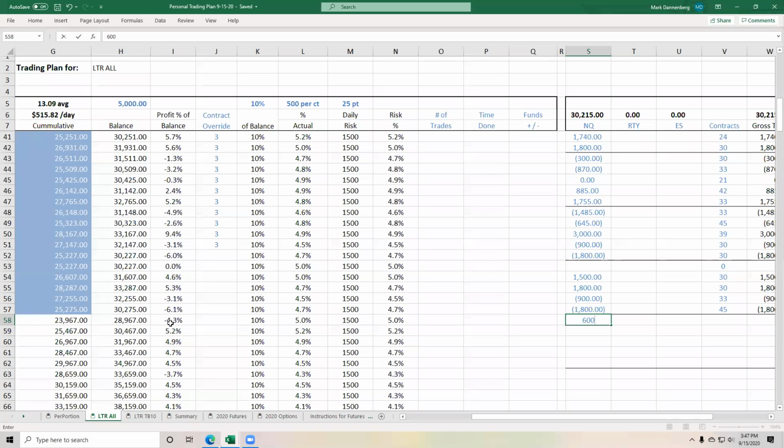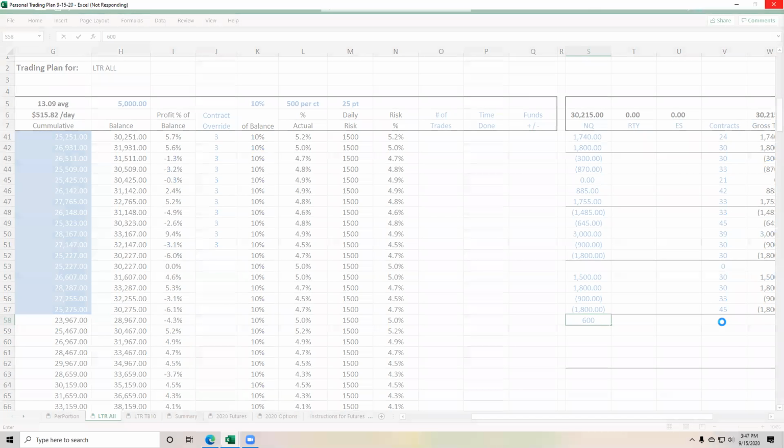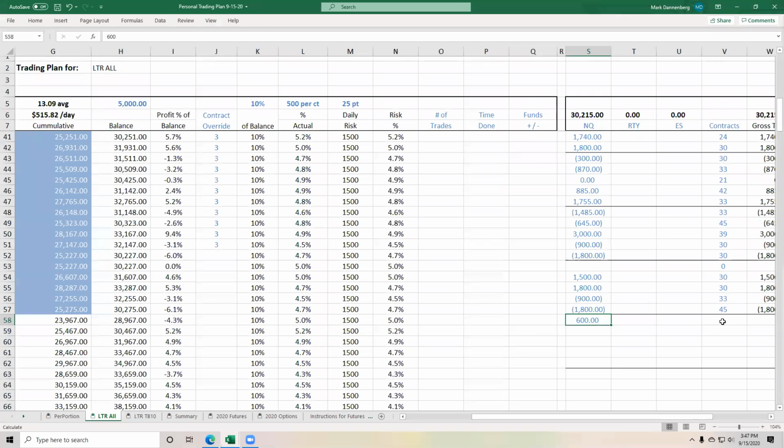We're going to plug that in. And let that catch up. Seems to need to wake up the spreadsheet a little bit. And we did 6 trades and 3 contracts per trade, so we did 18 contracts yesterday.